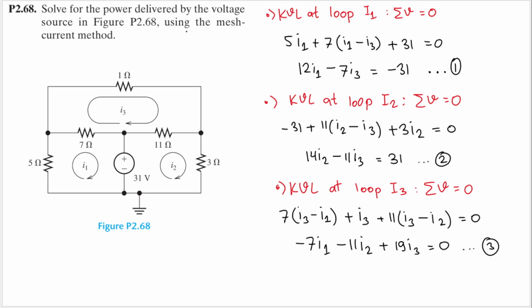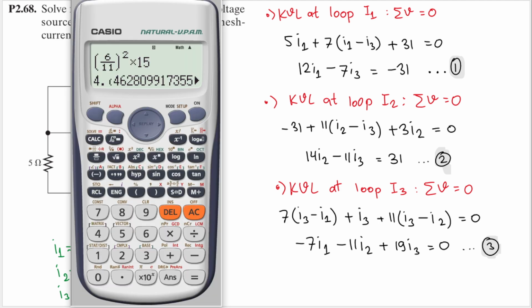Now we have 3 equations and 3 variables. The easiest way to solve this is by using a calculator. Let's write what we will get: I1, I2, and I3. Let's set up the calculator as equation solver, which is number 5. We need 3 variables, so that is number 2. And we will have 12 I1. The I2 part is 0, so I'll have 0. We have to be careful here. And we will have minus 7 for I3, and on the right hand side, minus 31.